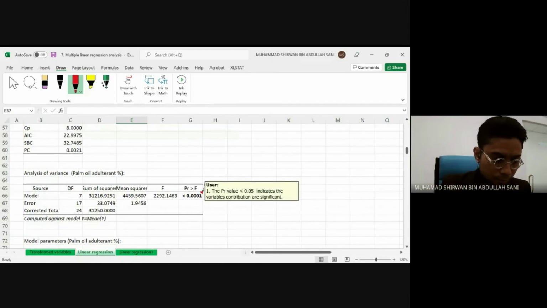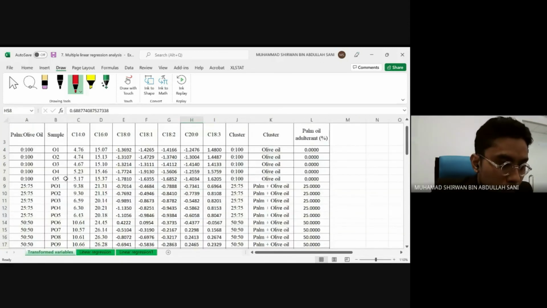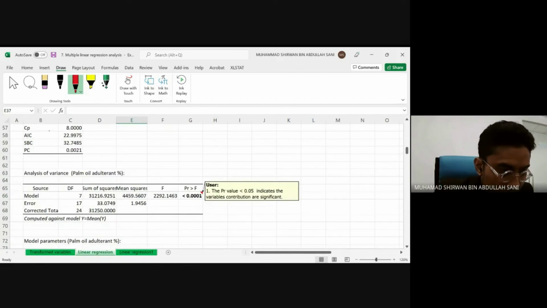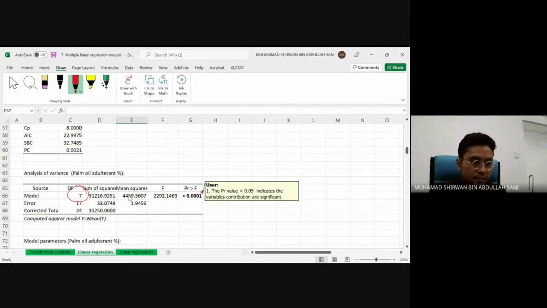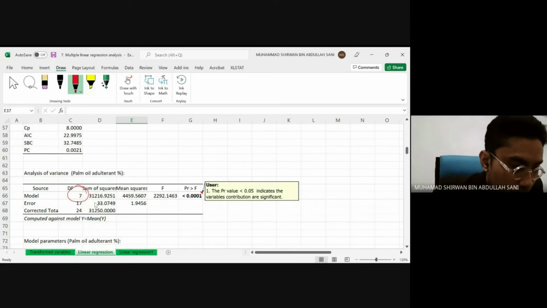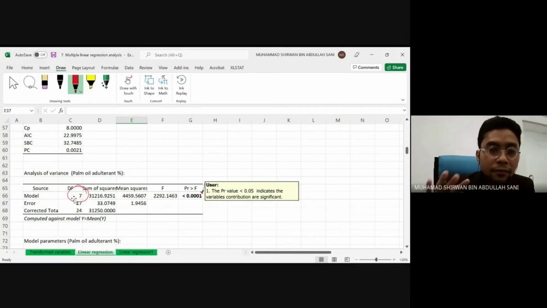Okay, now based on our variables, how many variables do we have? 1, 2, 3, 4, 5, 6, 7. Okay, out of 7 variables, it's already written there as number 7, but I just want to confirm. Out of 7 variables, do these variables really give a significant contribution to this model?